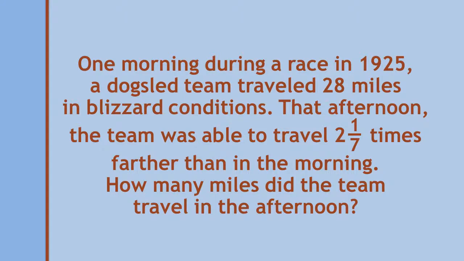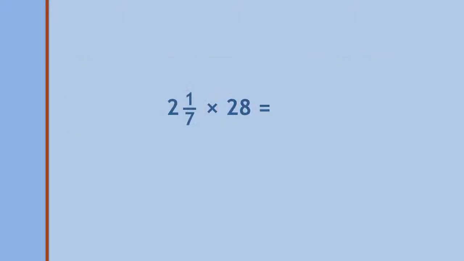Here's another word problem that we can practice with. One morning during a race in 1925, a dog sled team traveled 28 miles in blizzard conditions. That afternoon, the team was able to travel 2 1/7 times further than in the morning. How many miles did the team travel in the afternoon? Okay, long word problem, but all you need to do is multiply 28 by 2 1/7.